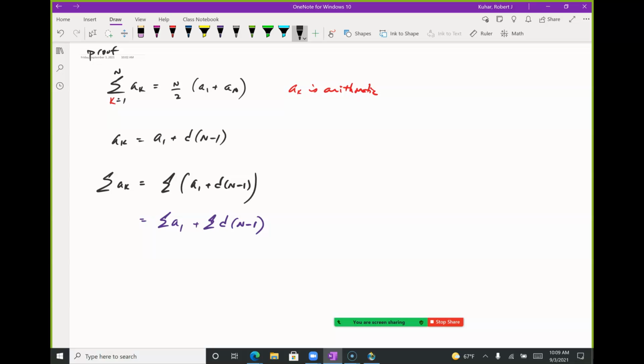So I want to distribute this D value, right? Oh, and I should be using K here. I've made a mistake, but it's okay because you're not writing it down, right? This is a K. So I'm going to distribute that. So I get the sum of A sub 1 plus D times the sum of K minus the sum of D. So I distributed that D and I distributed my sum, right?